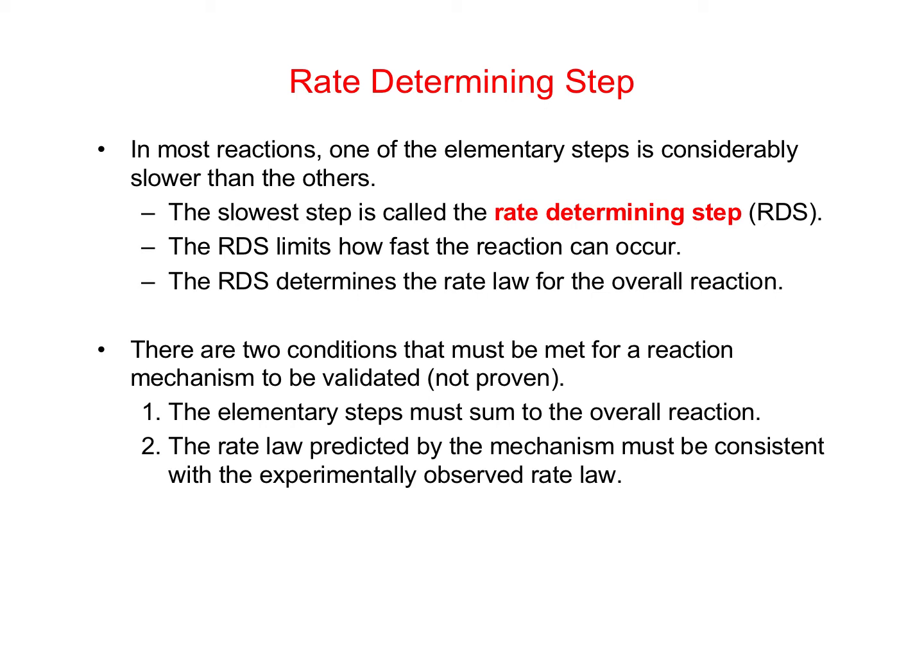And so in general, when we're evaluating mechanisms, it can be kind of hard to determine what the mechanism for a reaction is. And so in order for a mechanism to be validated, and I say here not proven, right? It's very hard to prove something is true, but to give us confidence that it's probably right, two things that certainly must be true: the elementary steps must add up to the overall reaction, and the rate law predicted by the mechanism must be consistent with the experimentally observed rate law. And very often, to determine the rate law given the mechanism, we're going to be using the idea of this rate determining step, and we'll see some examples of how we actually do that.